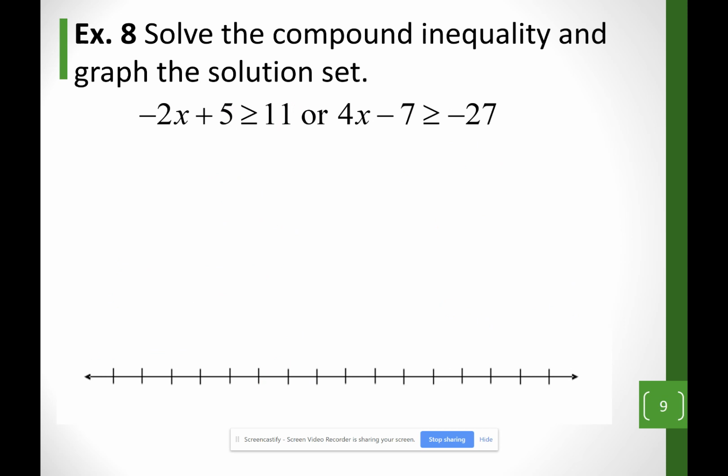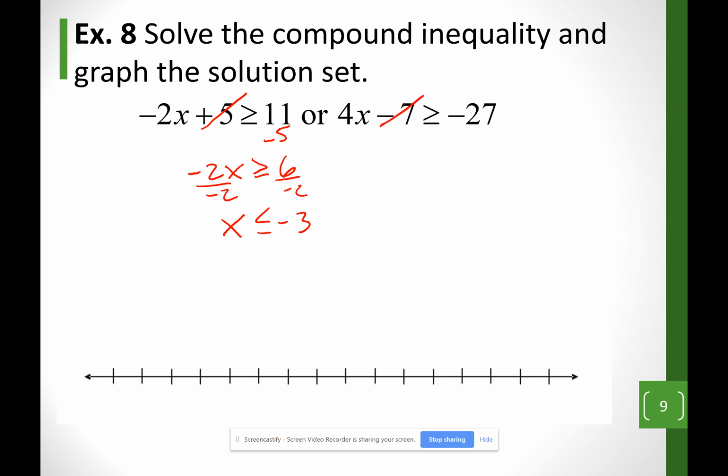Now, let's take a look at the last example. Let me subtract 5 on each side. So I have negative 2x is less than or equal to 6. Let me divide both sides by negative 2. So x is greater than or equal to negative 3. Do keep in mind I did flip my sign because I divided by a negative.